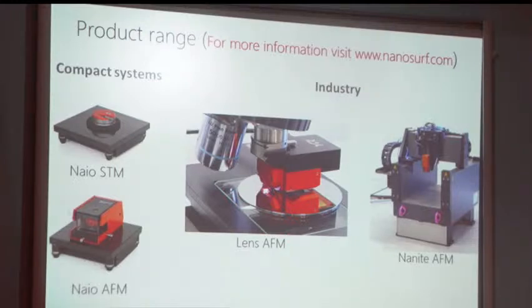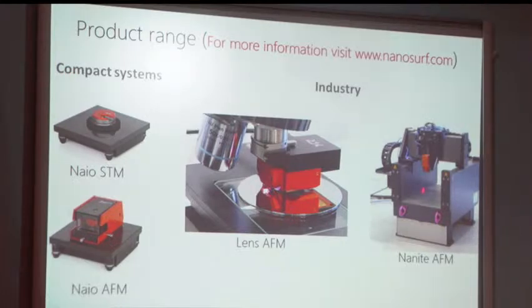So with an upright optical microscope, you can remove one of the objectives and then integrate one of these AFM heads, so that you can see large areas using the optical objectives, and then you can move again with the scan head and take a high resolution image of the same area. This lens AFM is designed only to integrate with upright optical microscopes.